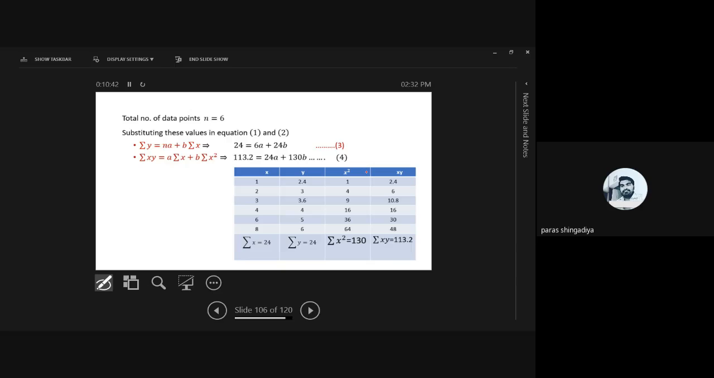So press 1, and then enter all 6 points in a specific manner. So the first point is 1, 2.4. Press n plus. Then the second is 2, 3. Press n plus. Third is 3, 3.6. Press n plus. Then 4, 4. Fifth is 6, 5. And last is 8, 6.